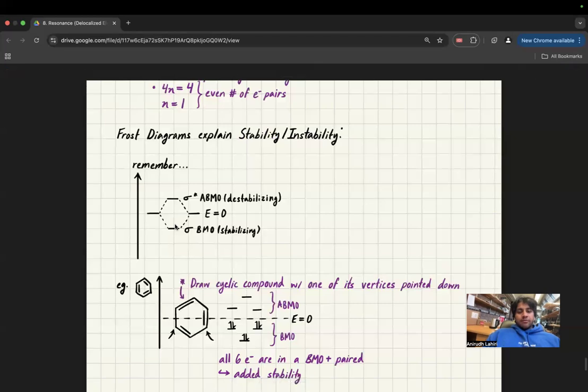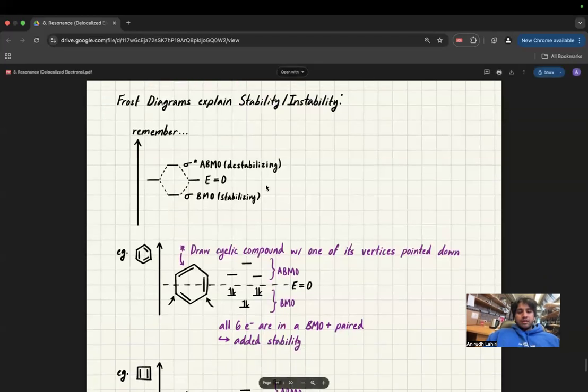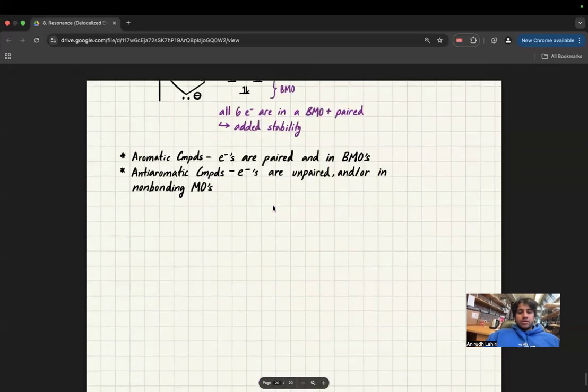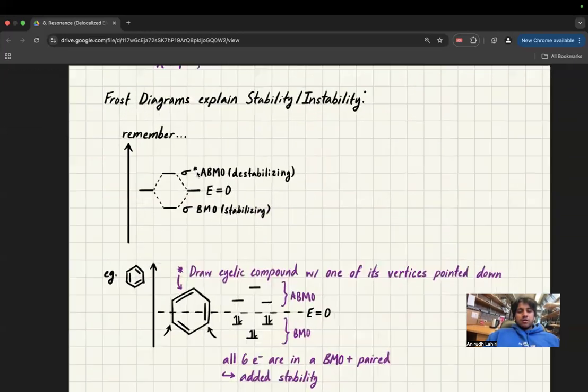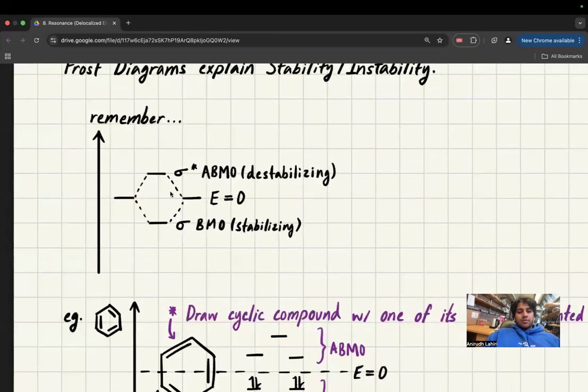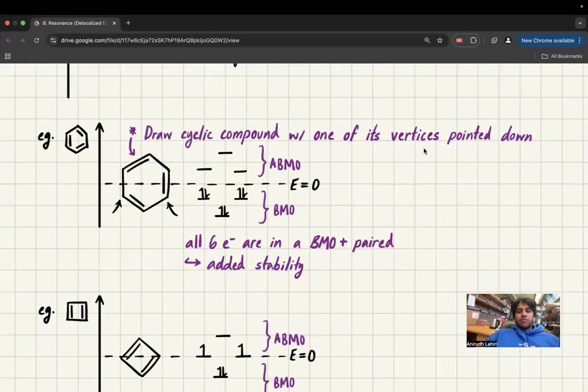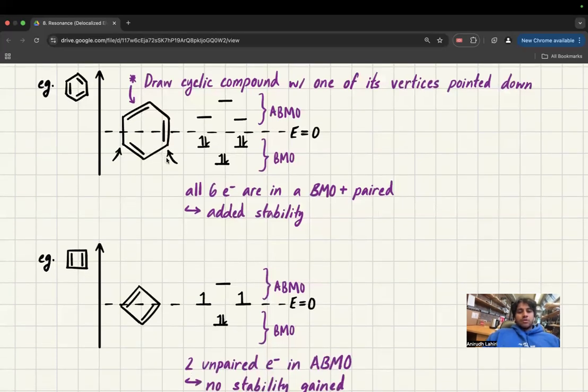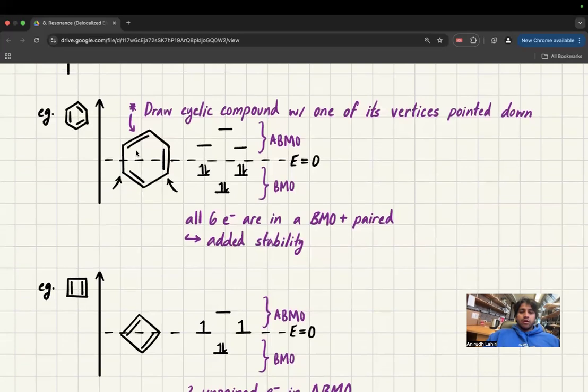Okay, these are something called Frost diagrams. These explain stability and instability in a molecular orbital context. So let's take a look at these. Back in the first video, we drew molecular orbital and atomic orbital diagrams for hydrogen and helium, right? So this is stable, this is unstable. We draw a cyclic compound with one of the vertices pointed down, okay? That's the only requirement. You have a vertex pointed down, and then you draw it through the middle. Irrespective of how you do this, as long as you have one vertex pointed down, it'll work out to be an equivalent Frost diagram.